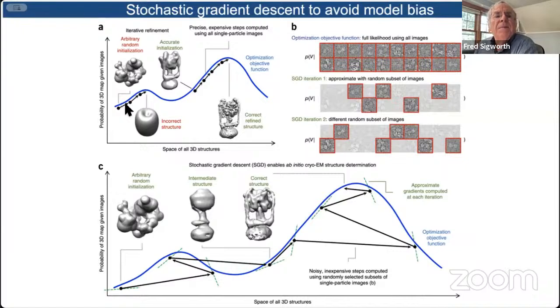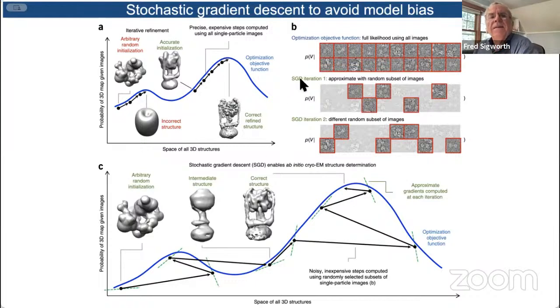I wanted to mention one other cool algorithm, which is stochastic gradient descent. Here's the basic problem. We're trying to maximize the likelihood. So we start with some kind of random initialization of our iterative refinement algorithm, and we start increasing the likelihood, and we get to a maximum of the likelihood, but the maximum is the wrong structure because we're way away from where the real structure ought to be.